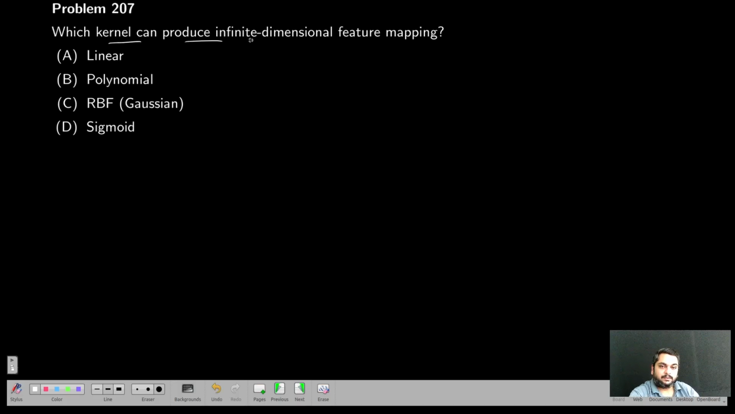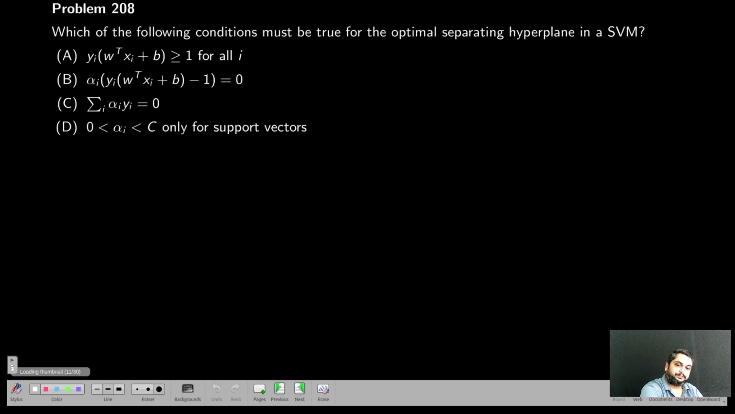Which kernel can produce infinite dimensional feature mapping? So RBF, that is the Gaussian kernel. Which of the following conditions must be true for the optimal separating hyperplane in an SVM? So this is a direct constraint they are asking about. So this should be true.